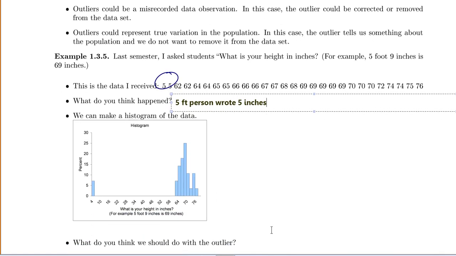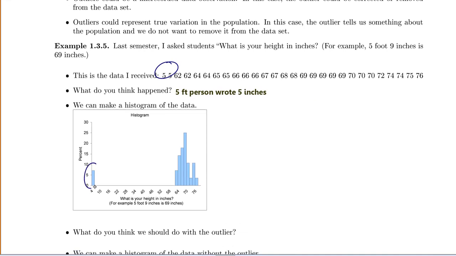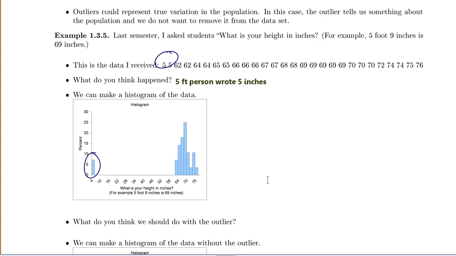So let's make a histogram of our data. You can see here are those people that think they are 5 inches tall. And you can see how it's very separate from the rest of our data. This is what an outlier looks like on a graph. So what would you think we should do with this outlier?